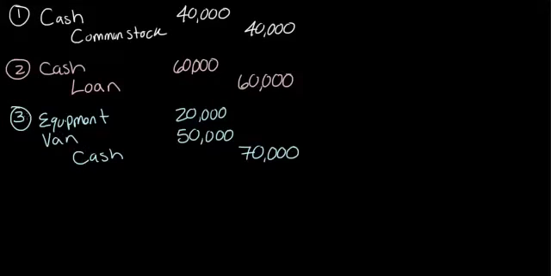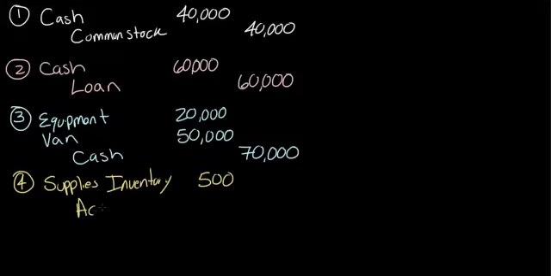Okay, journal entry number 5. Journal entry number 4. Don't want to skip any. BTab purchased $500 of office supplies on account. So we're going to call this supplies inventory of $500 and accounts payable of $500.